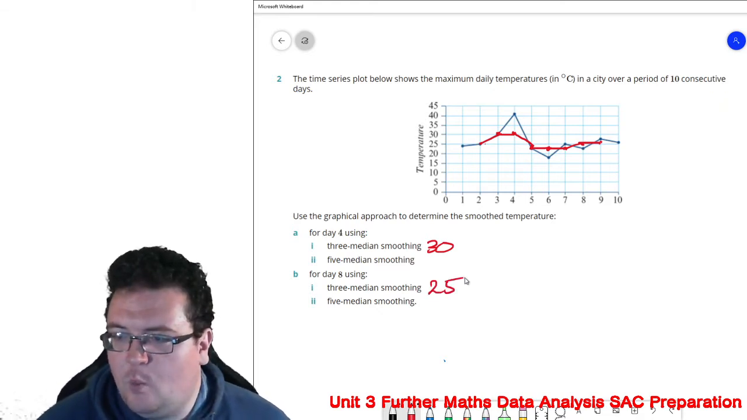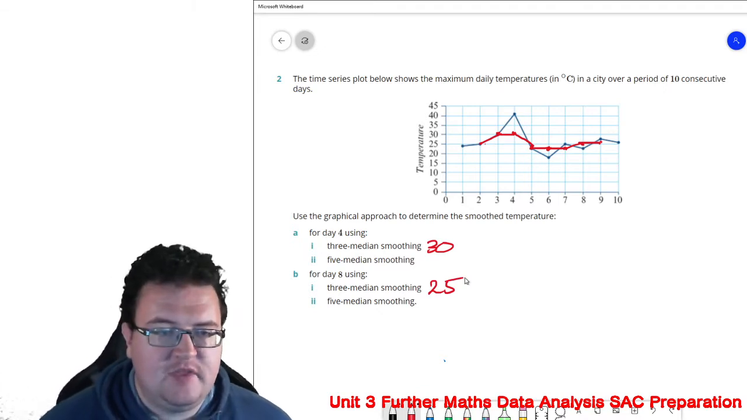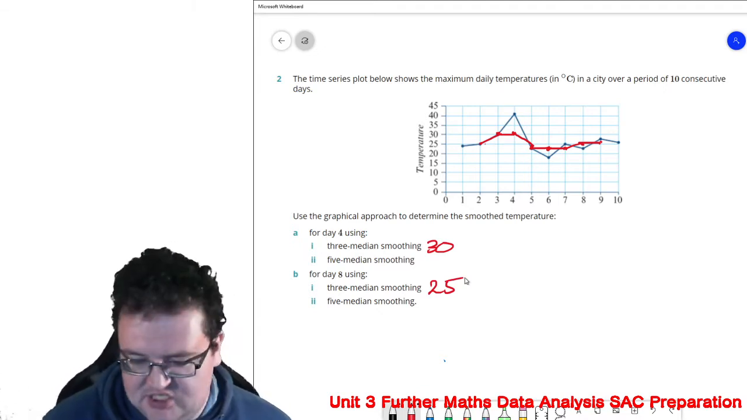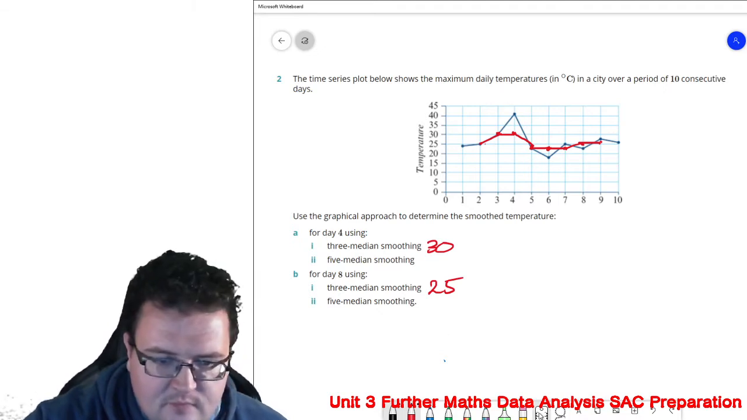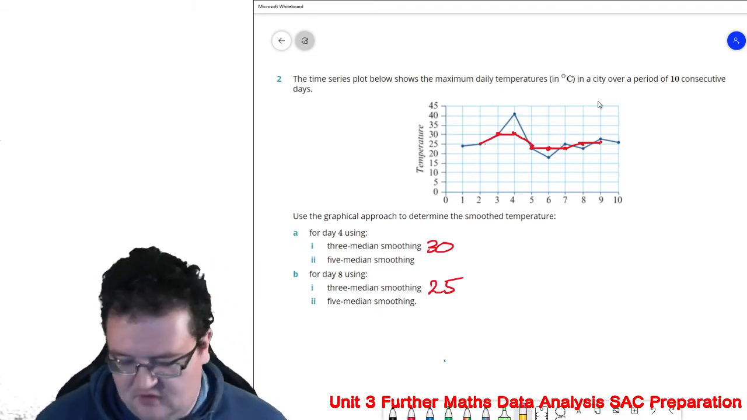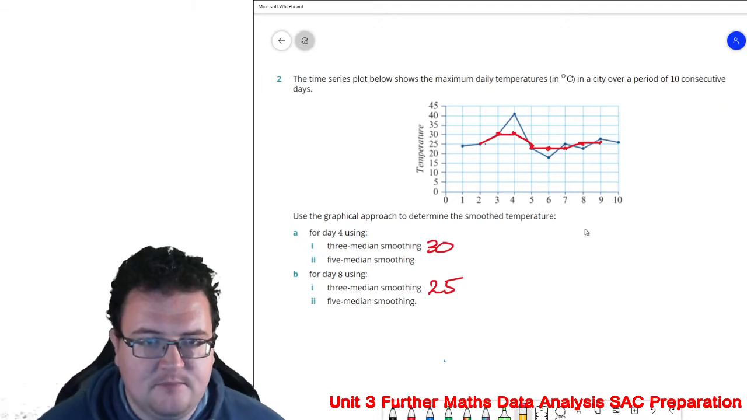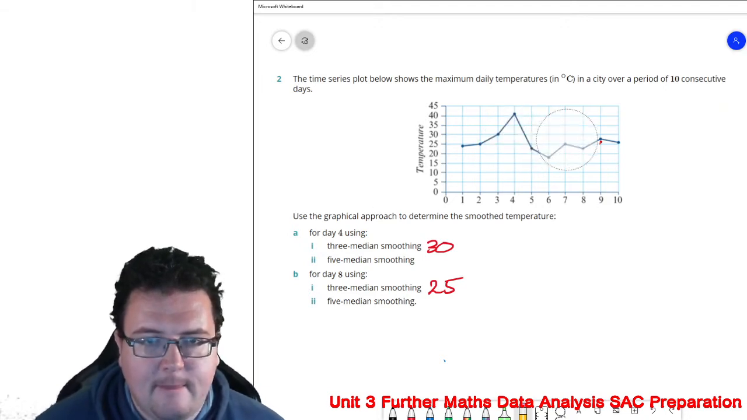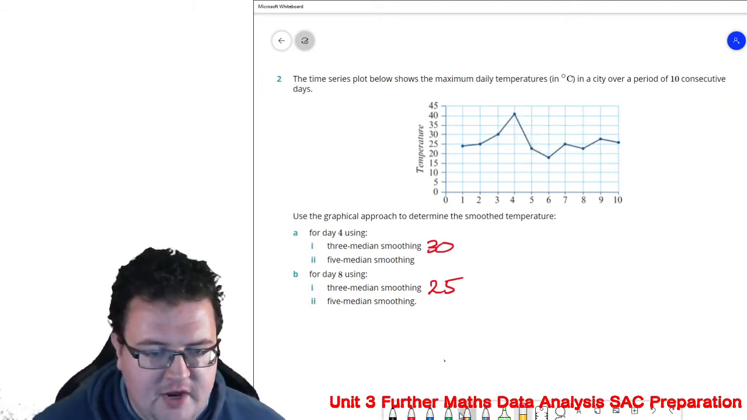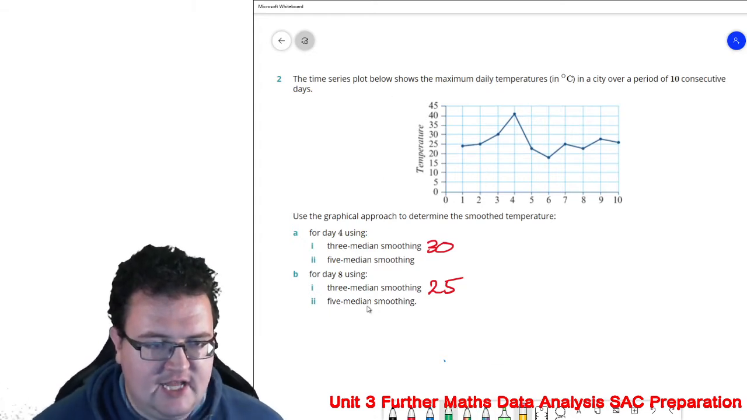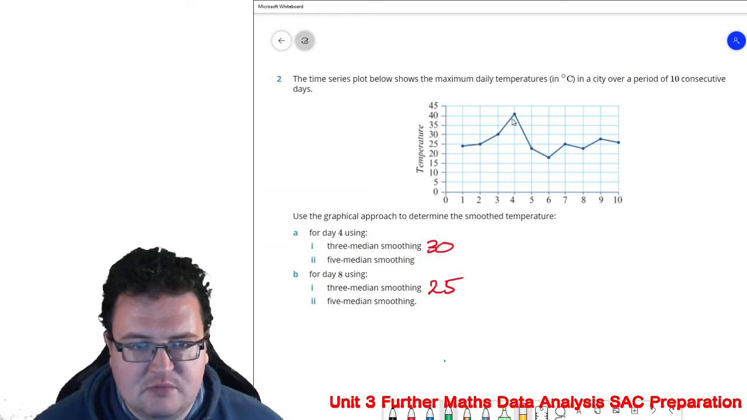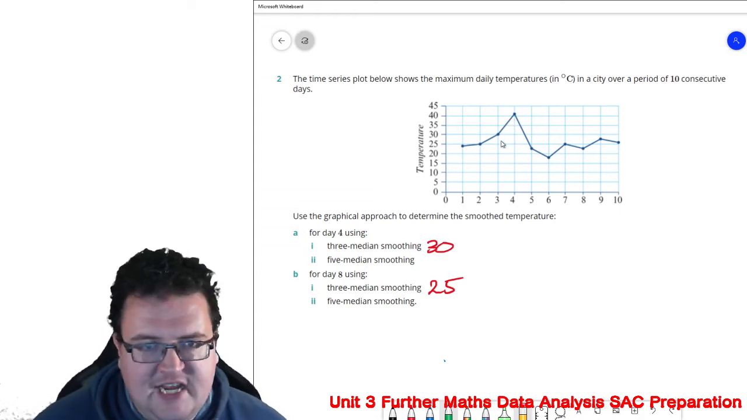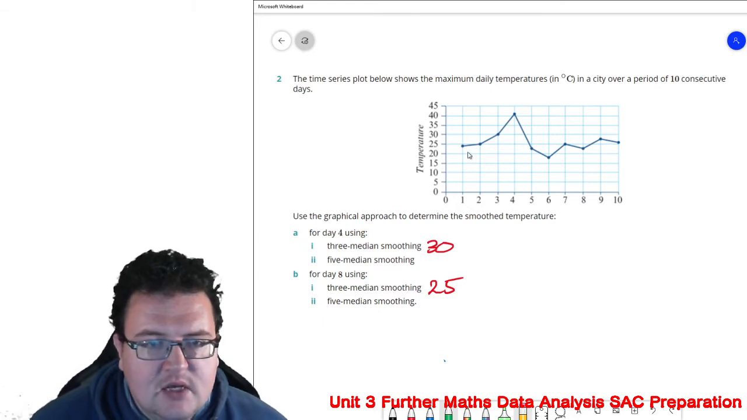All right. Where that gets a little different is when we start moving to 5 median smoothing. So I'm going to erase the red, because otherwise it's just going to confuse and I'm just going to get really messy. And I'm going to go to green, so I can answer these questions in green. Day 4 using 5 median smoothing. Well, I'm going to do all the days anyway, just because it's the easiest thing to do.